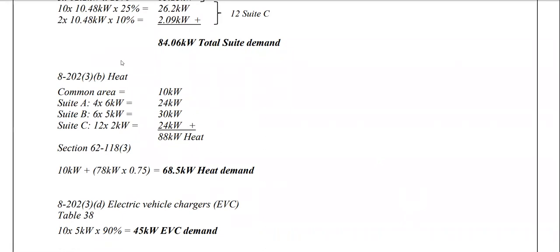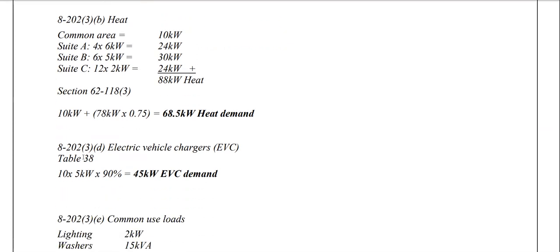Now we'll do the heat. We add all the heat together in the entire complex, and that gives us 88 kilowatts worth of heat. We apply 62-118 subrule 3, which is the heat demand calculation for a residential occupancy. 8-202 3D is the electric vehicle chargers, table 38. 10 times 5 kilowatts, and table 38 says 90%, so we have 45 kilowatts.